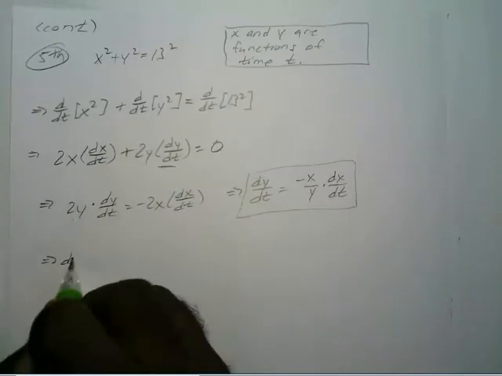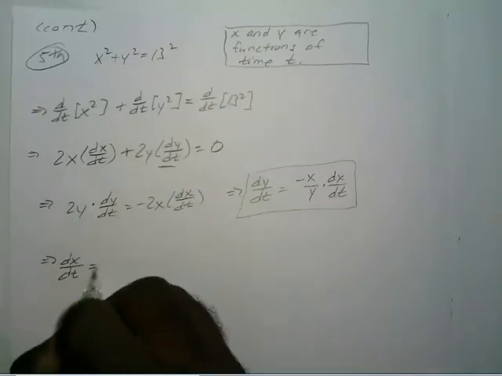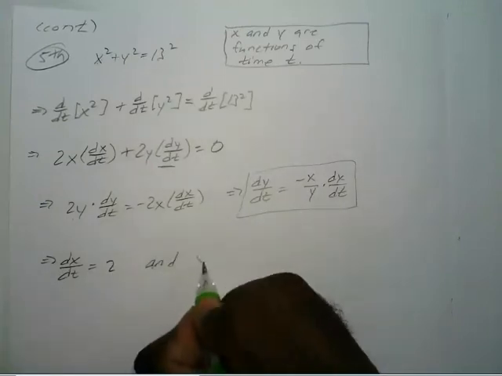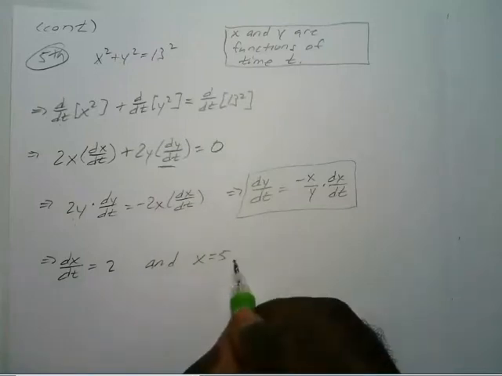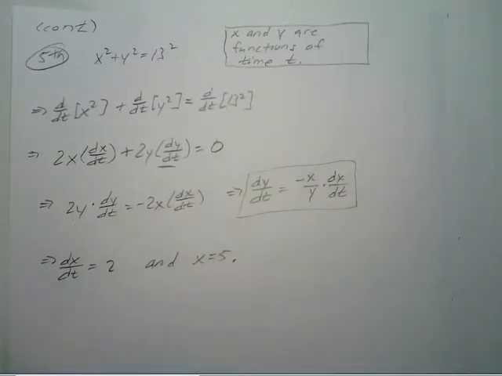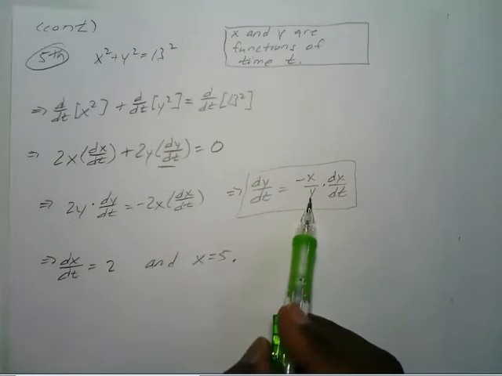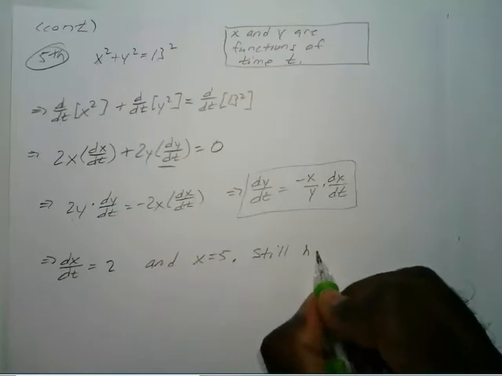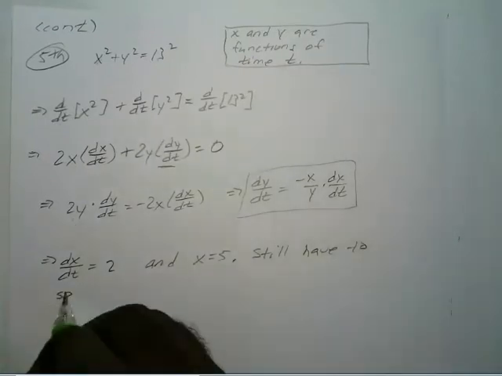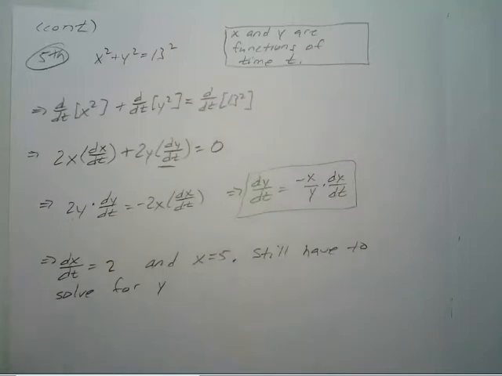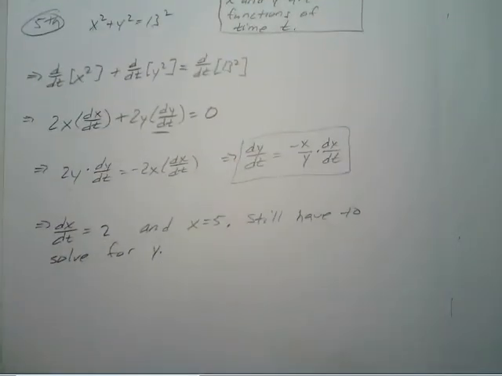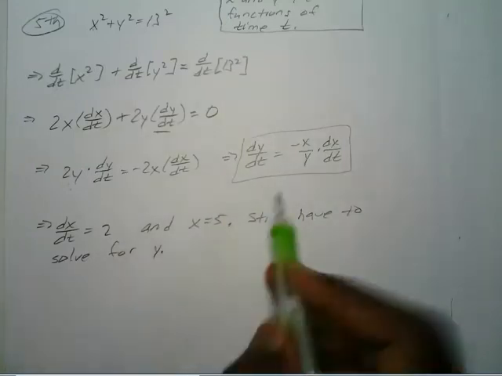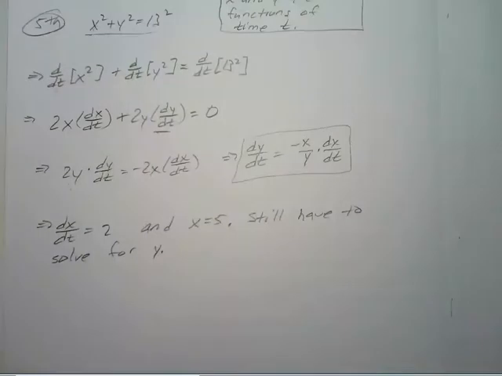Alright, so now we have everything we need to solve this. We know that the rate of change of x with respect to t is 2, and we know that x is equal to 5. Well, I thought we had everything we needed, but we don't, because we still don't know what y is. So we still have to solve for y. As you can see, I make mistakes too, but as long as you catch them in time, you're good. Okay, so how do we solve for y?